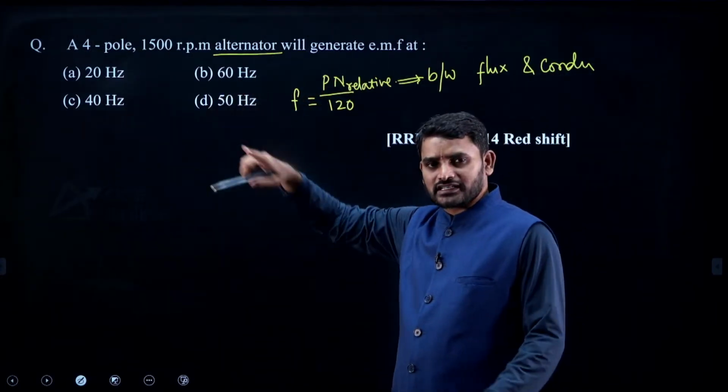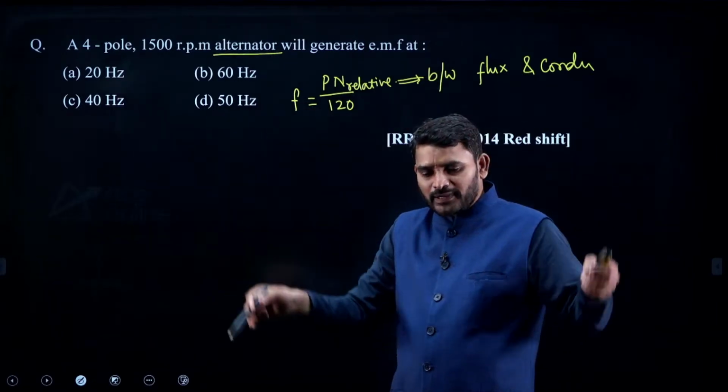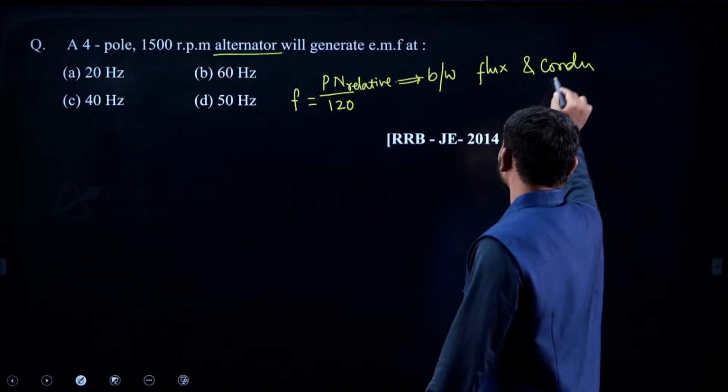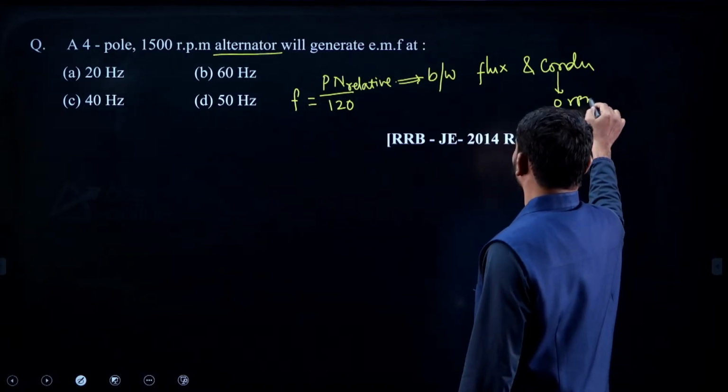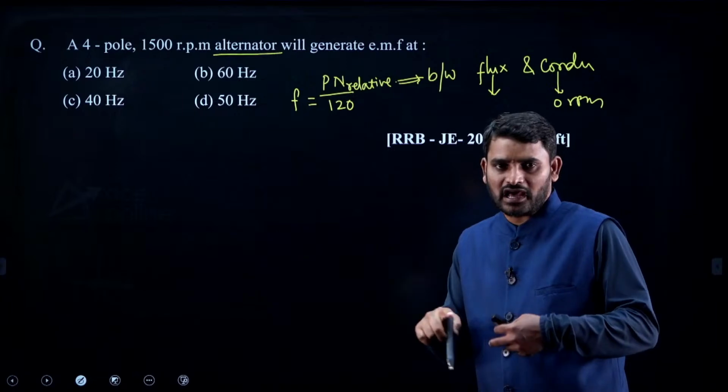Generally, in an alternator, flux is the rotating quantity. The conductor we will be placing on the armature, so the conductor speed is 0 RPM. Flux speed is how much? Prime mover speed or rotor speed.